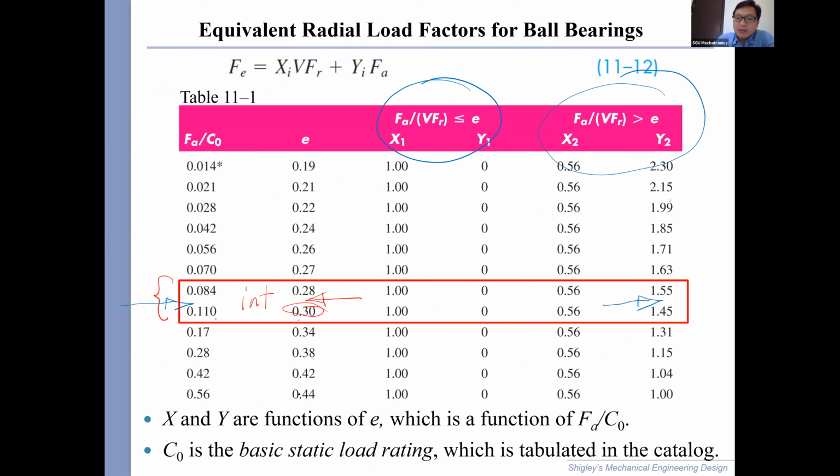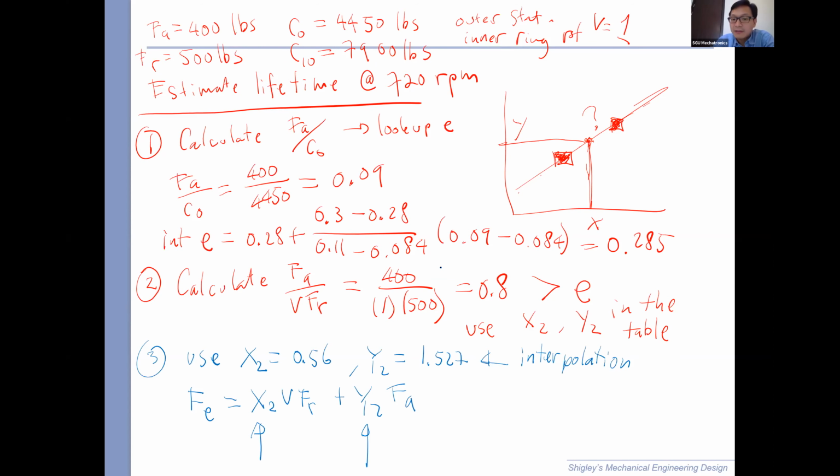So if you use this instead, let's say it's less than E, if Y1 is 0, what happens here? If Y, the multiplier to FA is 0, what happens is basically we're ignoring the axial part, right? But here, because the comparison gives us this FA divided by VFR is greater than E, therefore, it needs to be taken into account. That's what it means.